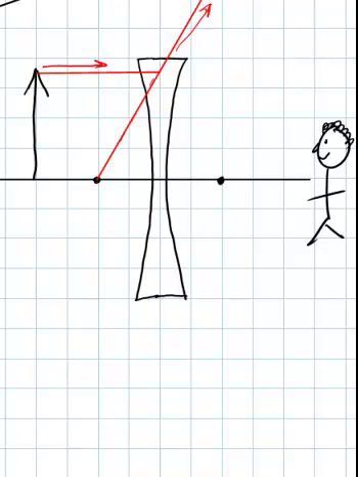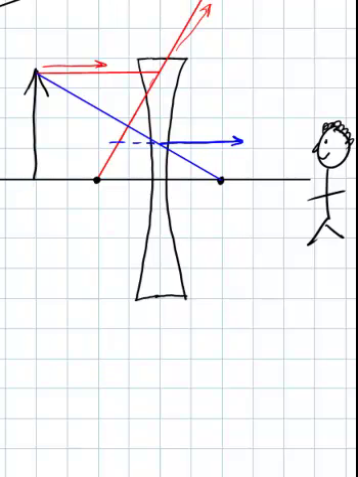The second one I want to draw is going to come toward the focal point on the right. So it's coming in this way toward the focal point on the right. But when it gets to the lens, it gets diverted. It comes out parallel to the axis. And then we trace that back to see where it intersects the previous line.